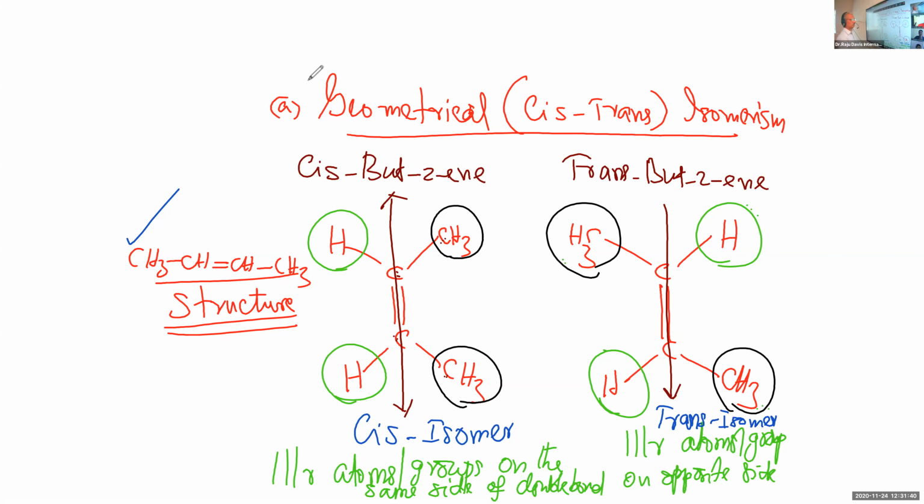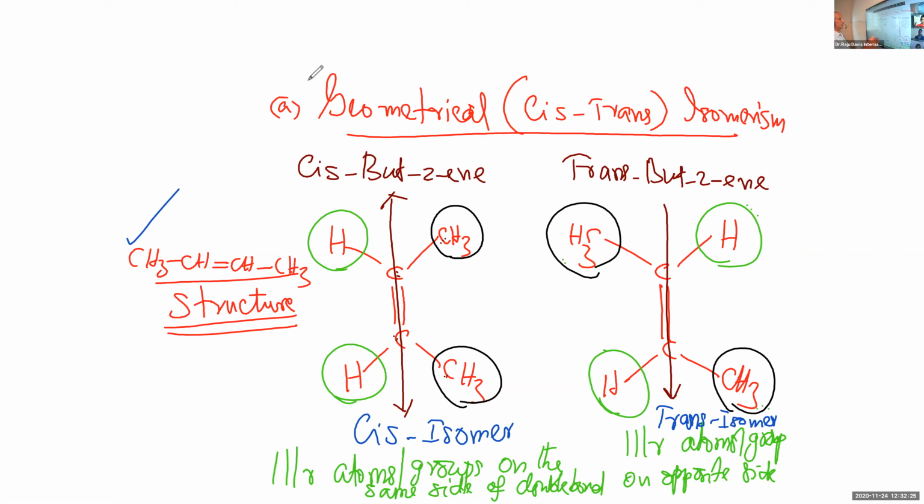but-2-ene, trans-but-2-ene. The compound can be named as but-2-ene or 2-butene or butene 2. The first one is cis, so it is cis-2-butene, and the other one is trans-2-butene. Or you can write cis-butene-2 and trans-butene-2. All these names are allowed by UPSC. Don't fear about the naming.